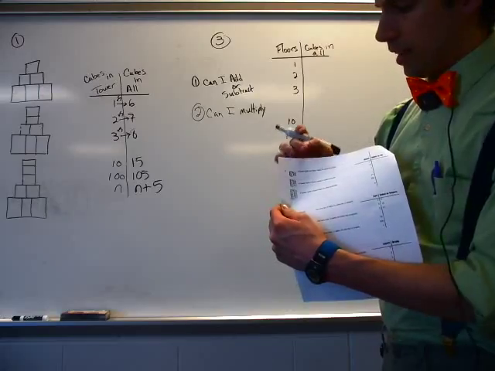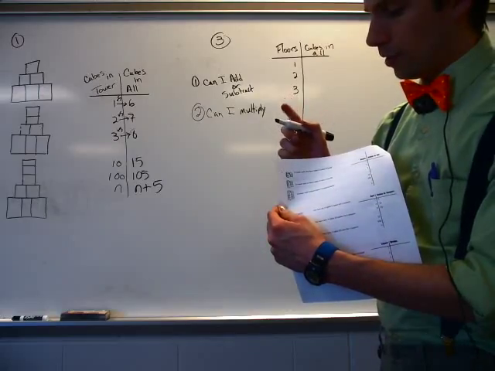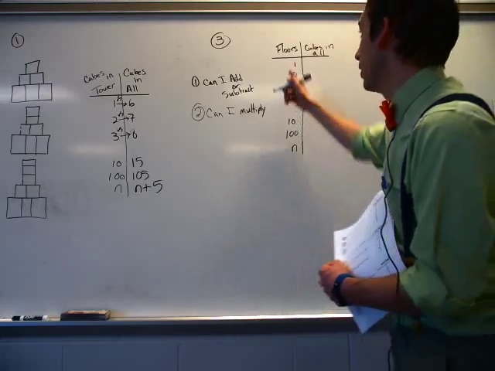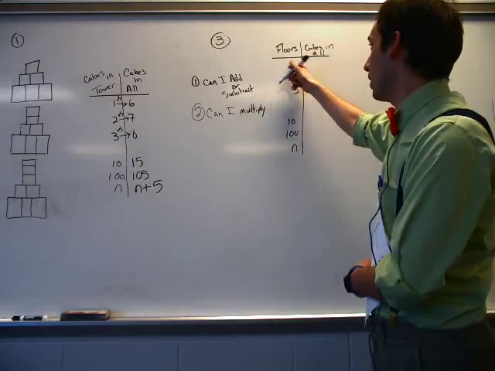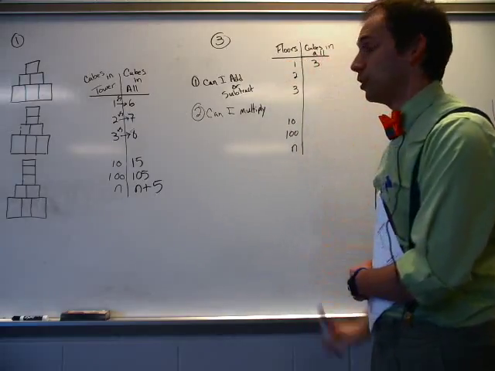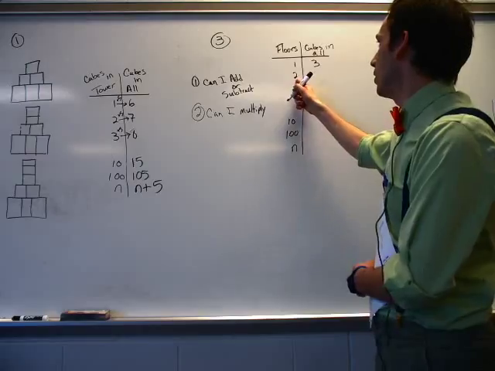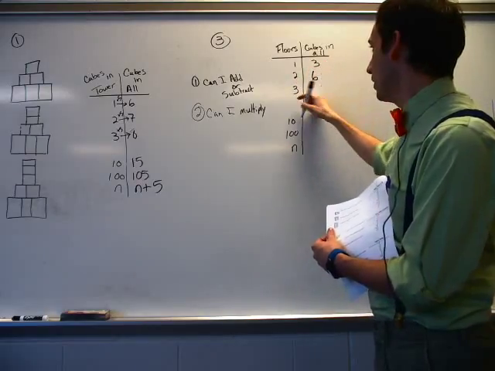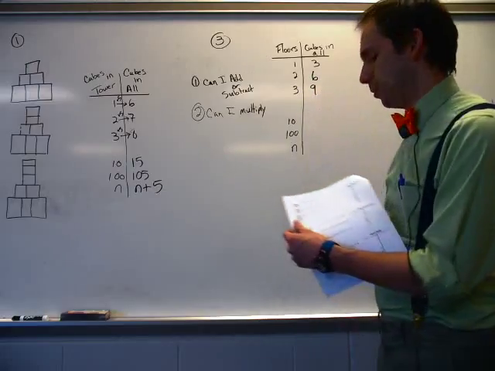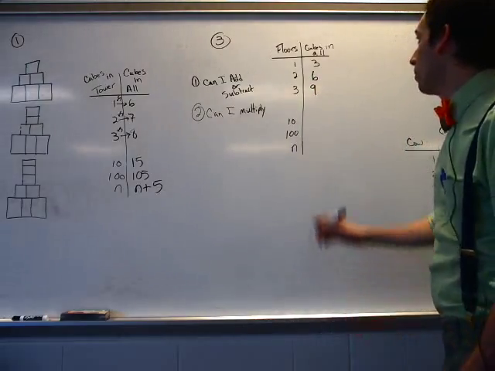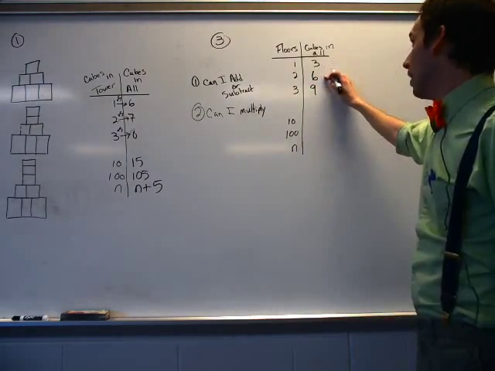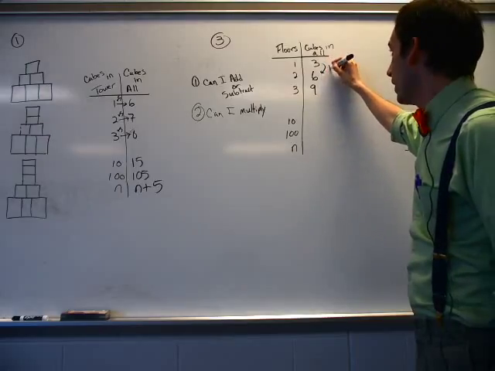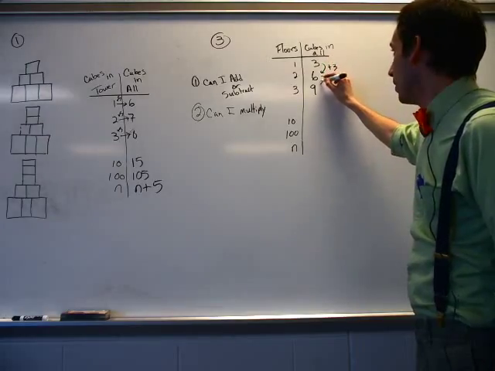But it says a tower with 1 floor takes 3 cubes to build. So this is the number of floors in my tower, and it requires 3 cubes. It says that with 2 floors, it takes 6 cubes to build, and with 3 floors, it takes 9 cubes to build. So again, if I keep going down this way, I'm adding 3 each time.